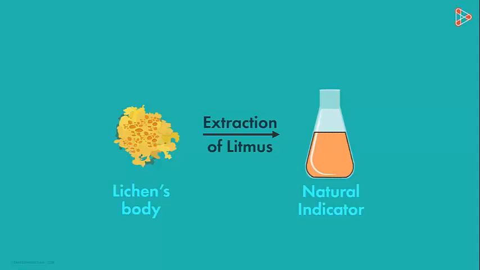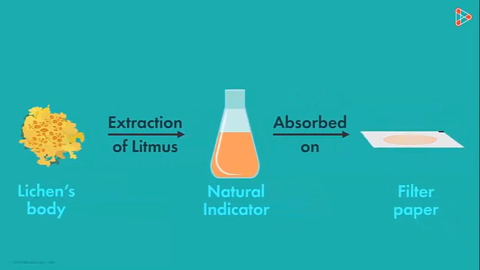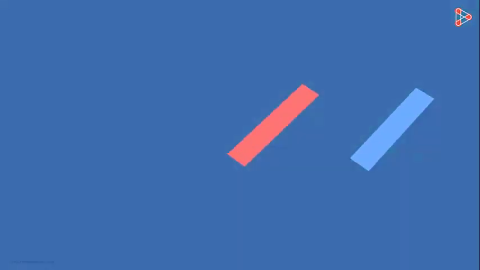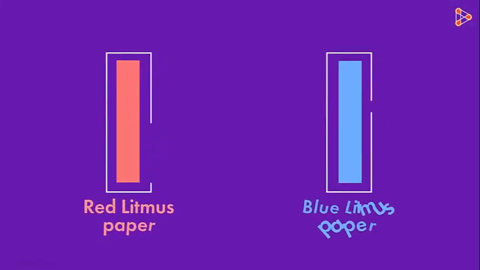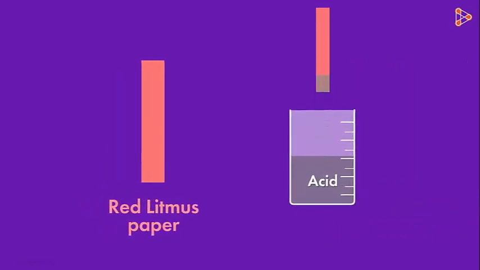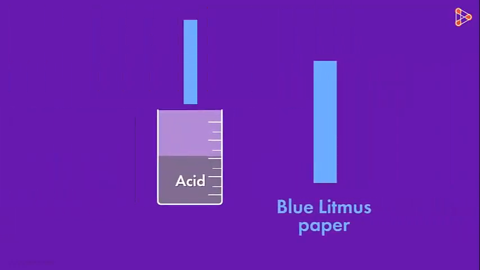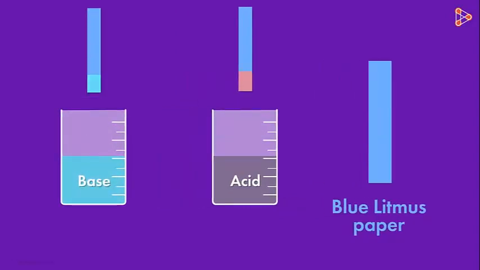The litmus obtained from a lichen's body is a mixture of some dyes that are usually absorbed on a filter paper. This paper made with litmus on it is used as an indicator for detecting acids and bases. Two colors of litmus papers are usually available: red litmus paper and blue litmus paper. The red litmus paper, when it comes in contact with an acid, displays no color change but turns blue in presence of a base. In contrast to this, the blue litmus paper turns red on contacting an acid, while it remains unchanged in a basic solution.